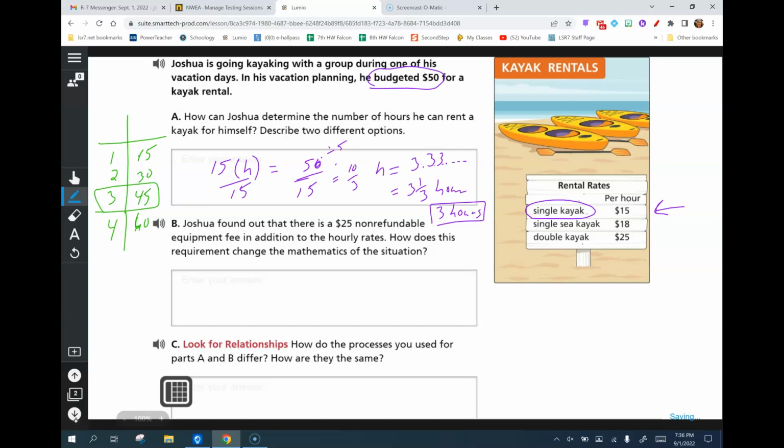Okay, next one. Joshua found out that there is a $25 non-refundable equipment fee in addition to the hourly rates. How does this equipment fee change the mathematics of the situation? Okay, I'm going to give you a second to think.